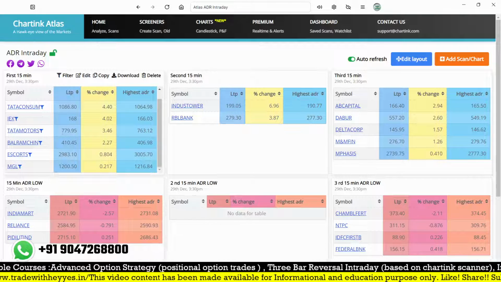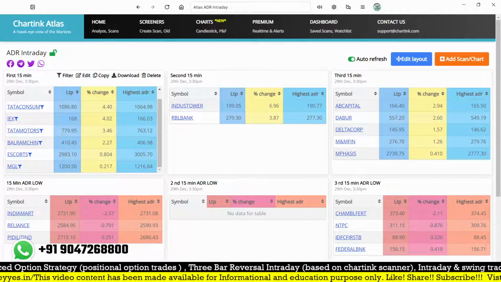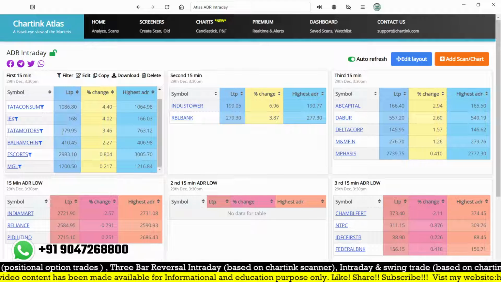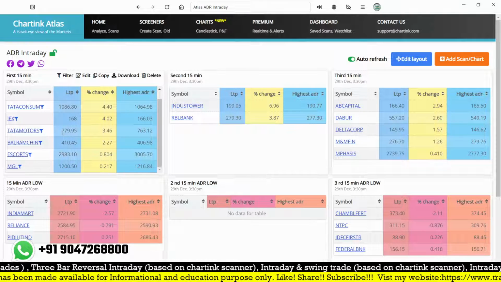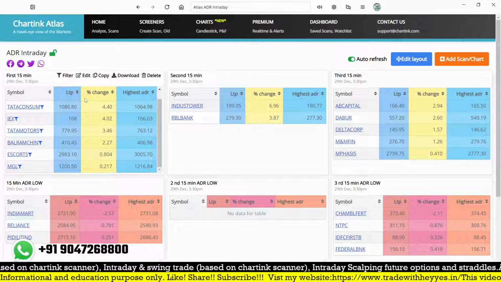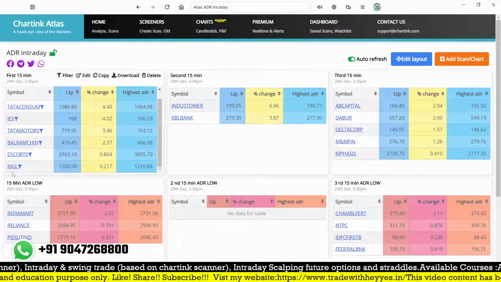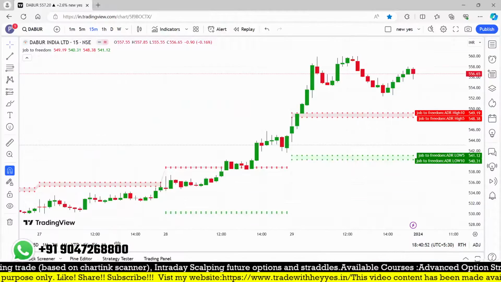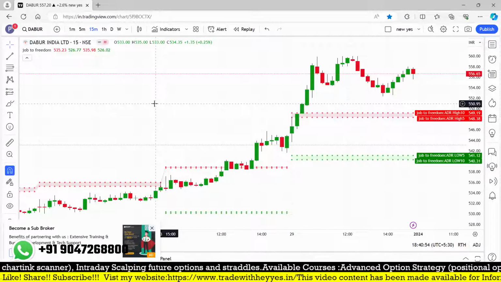But whatever stock came into the first 15 minutes will never ever repeat. Still, it will be the same over a longer period. You can backtest also. That's a different concept, but I'm not providing the scanners. I will be providing the dashboards only for study. Okay, let me check IEX first, which I told you.